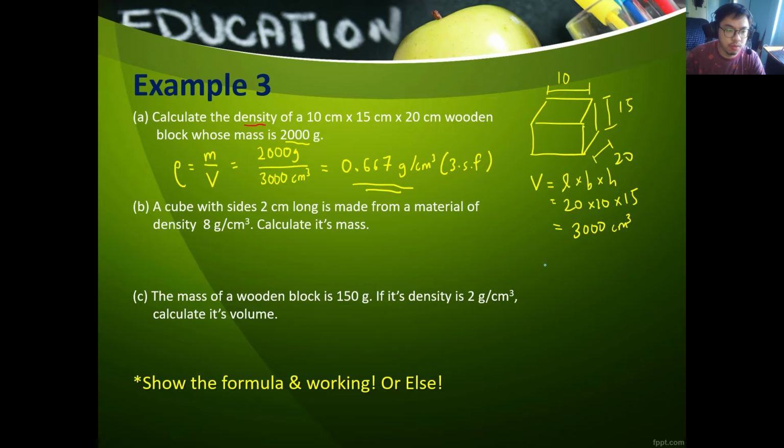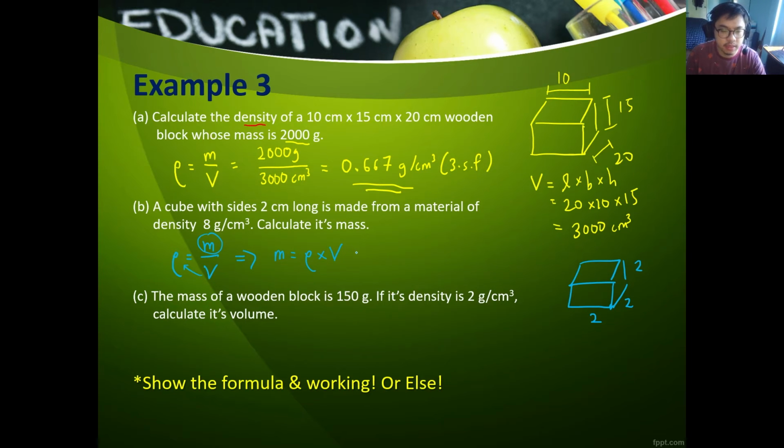B. Now you have a cube with size 2 centimeters long, and it is made from a material of density 8 grams per centimeter cube. Calculate its mass. Now you have a cube, and each side of the cube is 2 centimeters. We have a density, and we want to calculate the mass. So again, density is equal to mass over volume. Now we want to calculate mass, so that means we have to make M the subject of the formula. So rearranging this formula, moving V to the other side, you will get M is equal to density times volume.